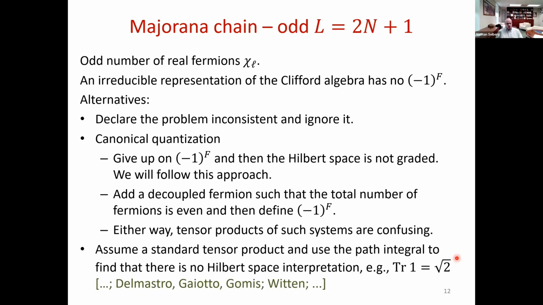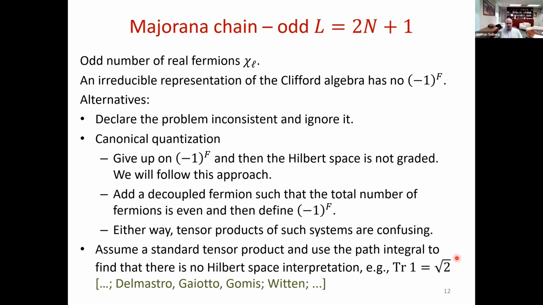Another approach is to assume that there exists a tensor product and use a path integral to define the system. So what we say there is that we have an odd number of fermions. Let's take the square of the path integral. Now we have an even number of fermions, so we know what we're doing. We calculate what we calculate, and then we take a square root.